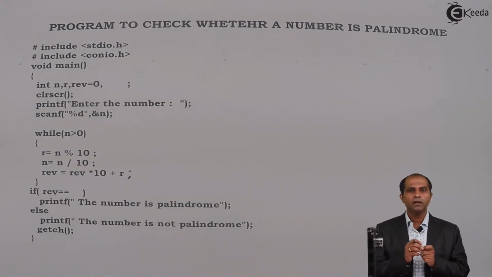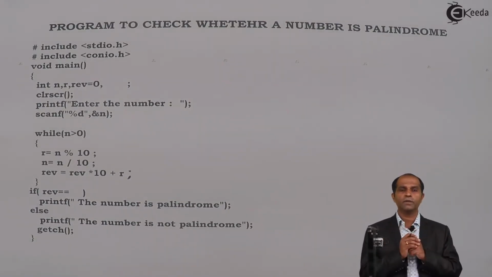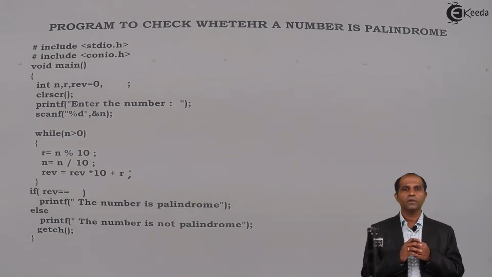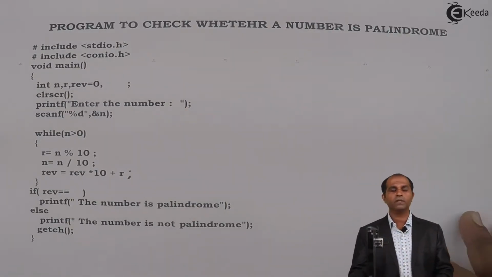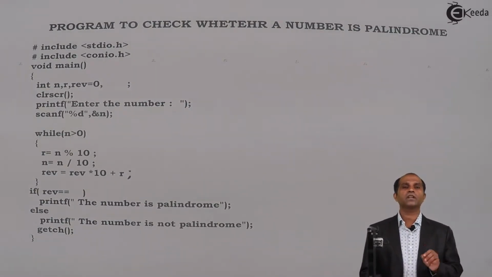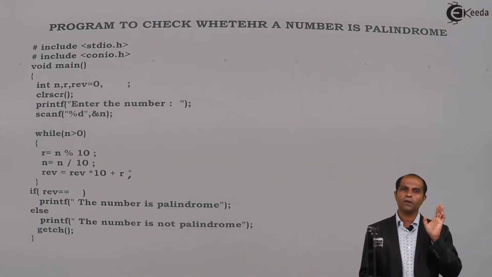Now, how do I check for a palindrome number? For that, first of all, I should get the reverse of the number. We have seen how exactly the reverse of the number can be obtained. This reverse has to be compared with the original number itself. If they are identical, then I'll call the number a palindrome. If not, I'll say the number is non-palindrome.